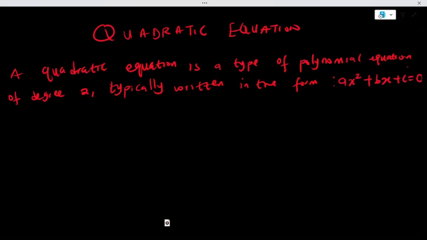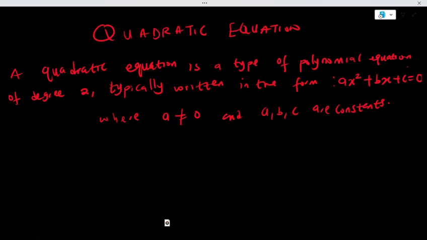Written in the form of ax squared plus bx plus c is equal to 0, where a is not equal to 0 and a, b, c are constants. So when you have an equation in the form ax squared plus bx plus c is equal to 0, we call it a quadratic equation.